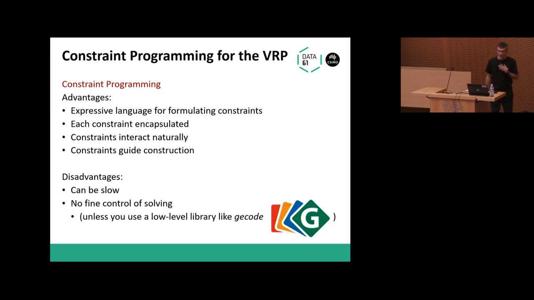So we've got this lovely expressive language. Each constraint is encapsulated. So to impose my duration constraint, all I have to say is that the time I get to the last visit is less than duration. I'd never have to think about it again. And the constraints interact naturally. I can do all of the propagations for my capacity constraint and then do my propagations for the time windows constraint, and they're going to bounce off each other.